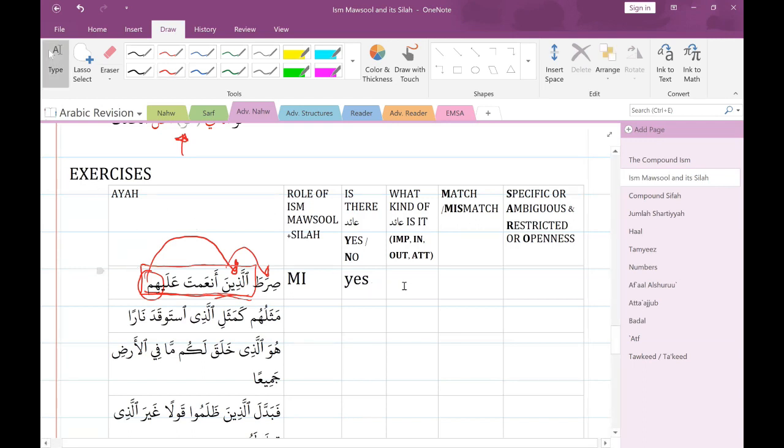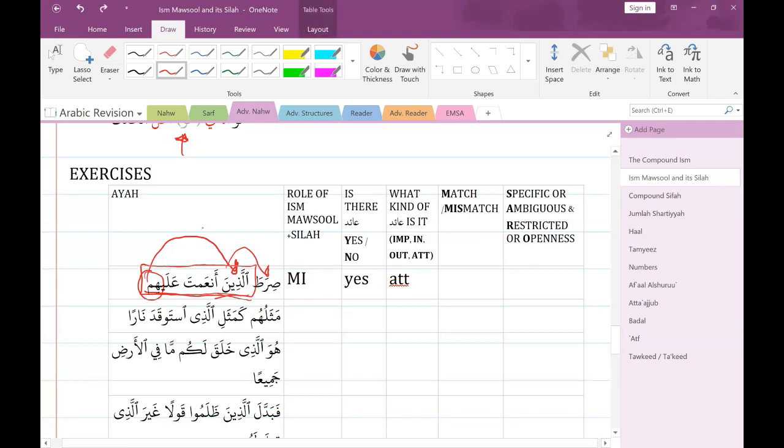Okay, it matches. And what kind of a'id is it? What do you guys think? Is it implied? Is it inside? Is it outside? Is it attached? Attached. Yeah, so this is an attached a'id. You can see it is attached to ala, which comes with an'amta. And that is why it was attached there.